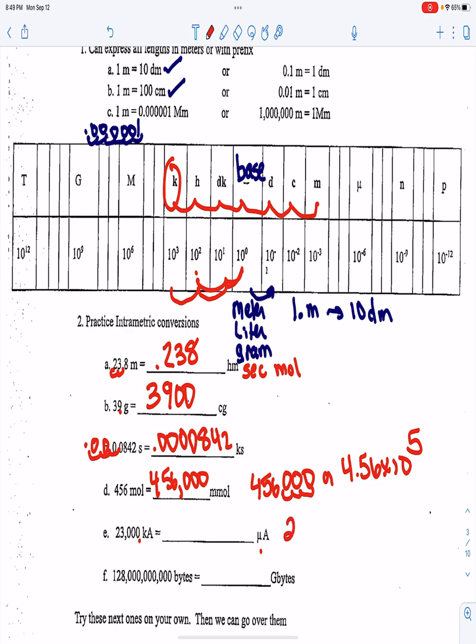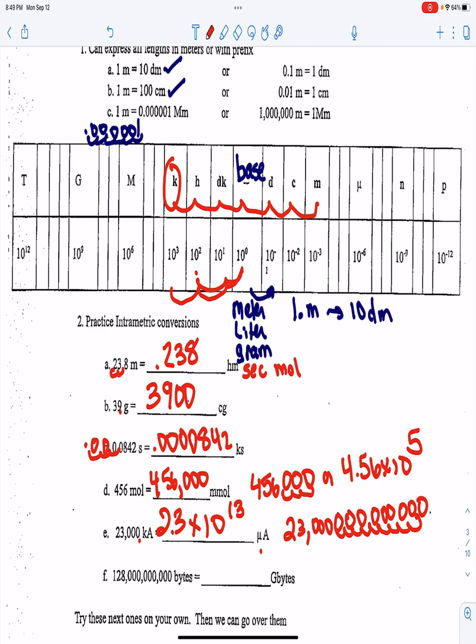1, 2, 3, 4, 5, 6, 7, 8, 9. So that's a lot of zeros. So we're basically multiplying it by 1 billion. 5, 6, 7, 8, 9. So 1, 2, 3, 4, 5, 6, 7, 8, 9, 10, 11, 12, 13. So it's 2.3 times 10 to the 13th.